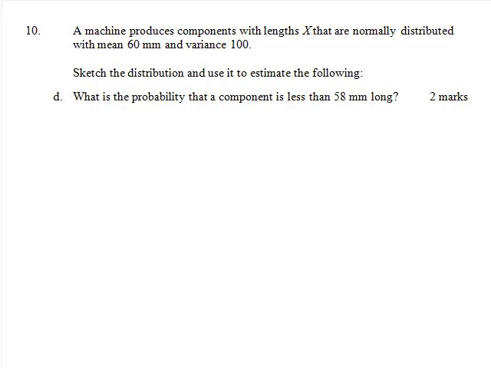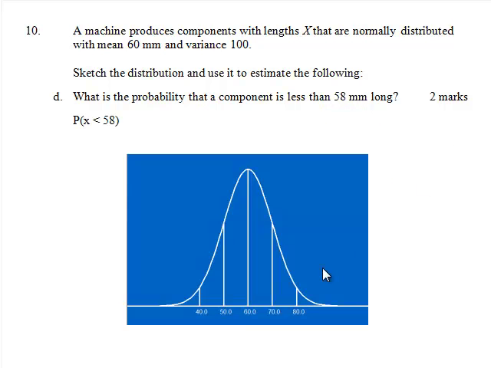Part D. What is the probability that the component is less than 58 millimeters long? If the question said what's the probability of it being less than 60, the answer would be 50%, because it would be all of this region here. 58 is obviously a little bit less than 60, so it's going to be a bit less than 50%, so I don't know, 46% or something. I say 46 because the curve is dropping off quite quickly there. Okay, it's actually 42%, so 46 would have been good enough for this problem. So the probability that the component will be less than 58 millimeters long is 0.42 or 42%.